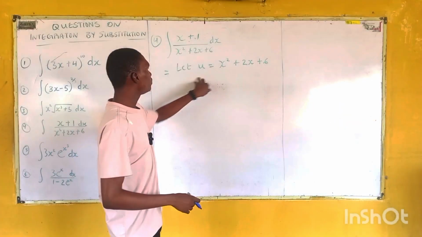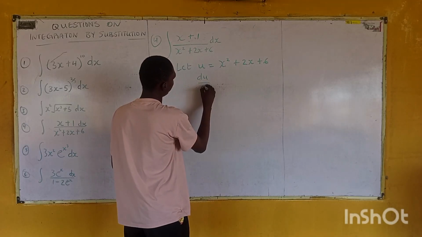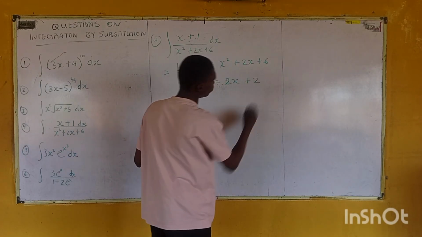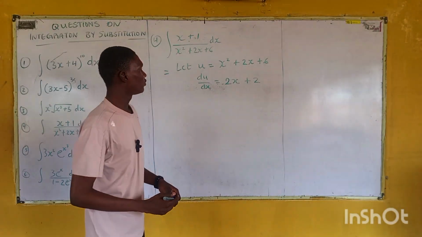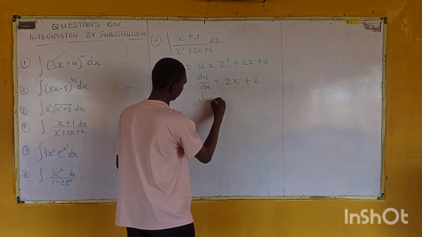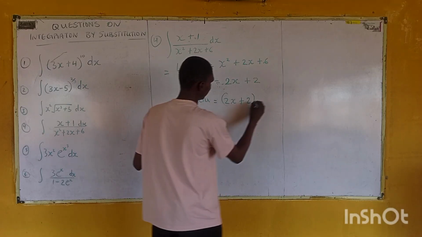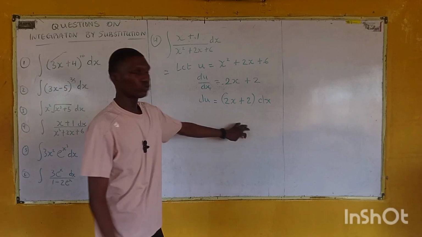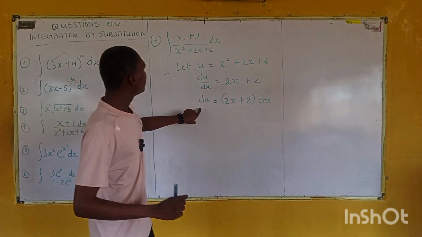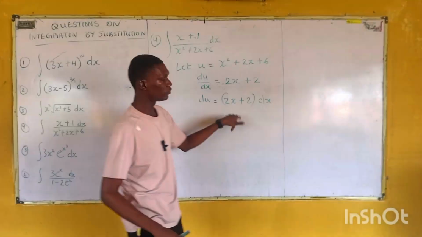So if u is your denominator, now we can simply say that du over dx is 2x plus 2. So our du should now be 2x plus 2 dx. But in this case we want to represent du as the numerator. So how can we bring x plus 1 from 2x plus 2?